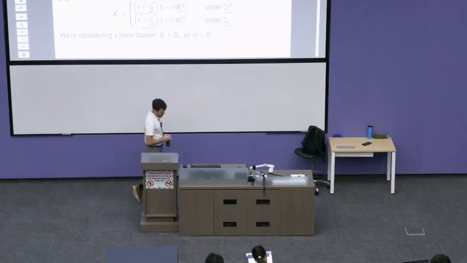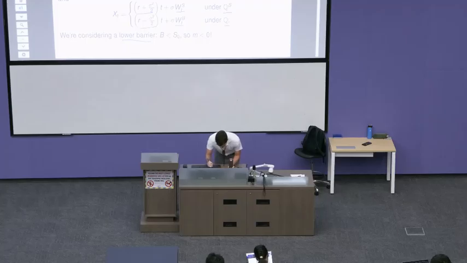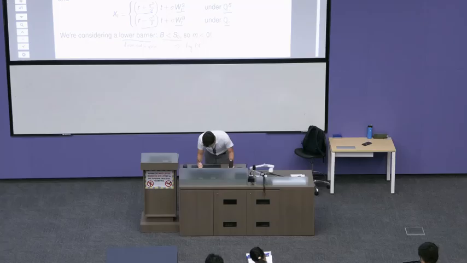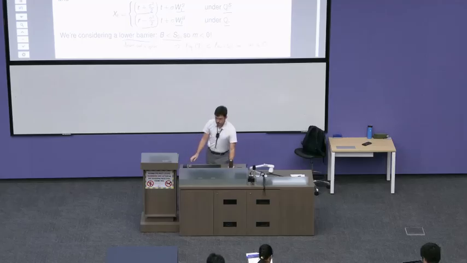Good, and we have the case of a down and in option. So we are in the situation of a lower barrier. This means b is smaller than S0. This means in particular that the logarithm of b is smaller than the logarithm of S0. This means in particular that m is smaller than 0.